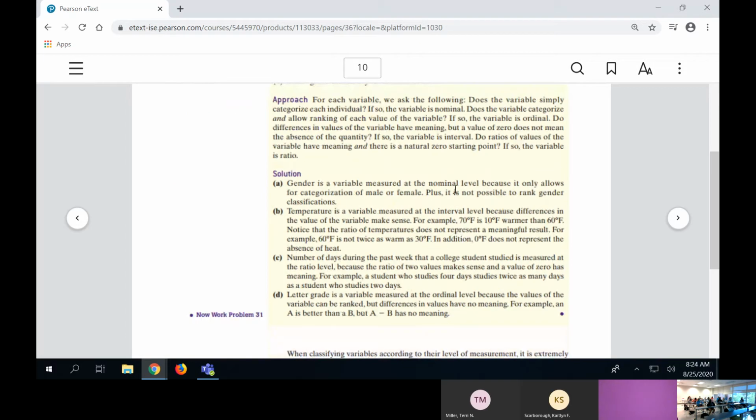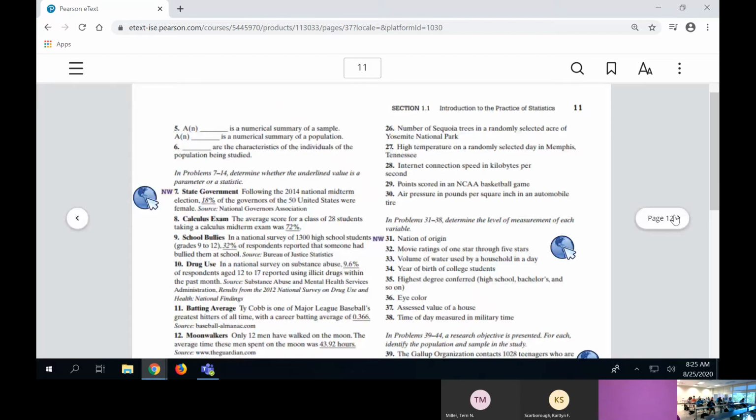Gender is nominal. Temperature is ratio. Number of days in the past week that a student studied is measured as ratio. And letter grade, ordinal, because A's, B's, C's, and D's, that's in some type of order. Okay? Like I say, these are in your book. And that's 1.1. So you've got about 8 or 10 definitions in there that are very important.